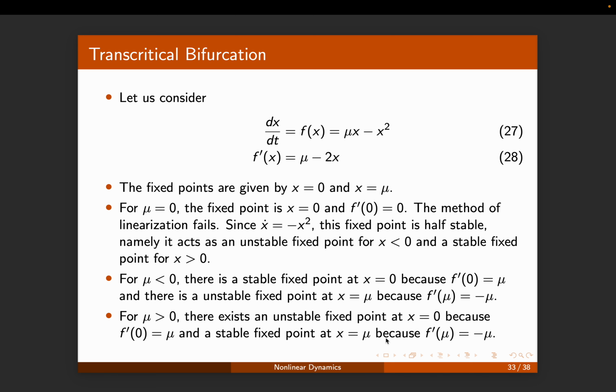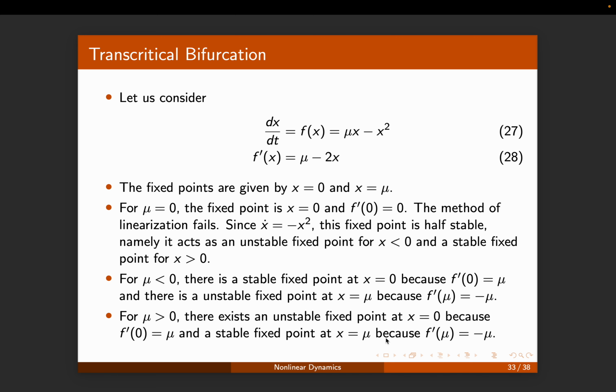Let's look at the case for mu greater than 0. Here we have the two fixed points, x equal to 0 and x equal to mu. For the case of x equal to 0, f prime becomes mu, but mu is positive, so f prime is positive.